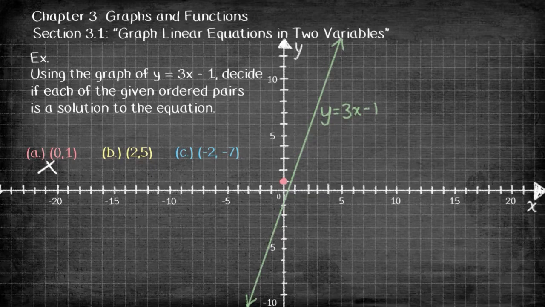So let's look at B, 2, 5. Okay, so that means I move 2 spaces to the right, and then 5 spaces up. And yeah, that yellow point is on the line, so that is a solution. And for -2, -7, I gotta move left 2 places and then down. And that point's on the line too, so this is another solution.